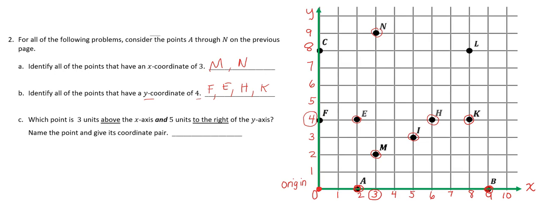Now let's see if it's 5 units to the right of the y-axis. So the y-axis is my vertical axis, and it is 5 units to the right of that axis. So that meets both requirements. It's 3 units above the x-axis and 5 units to the right of the y-axis. So that is point I.